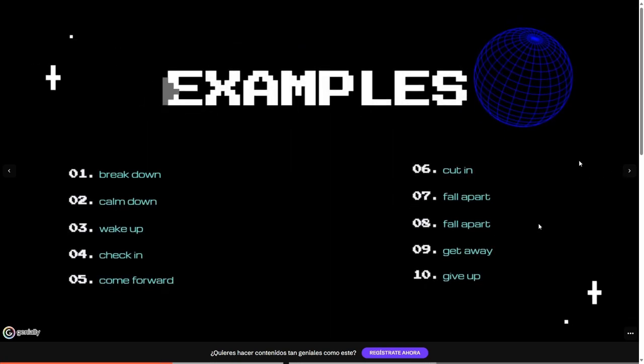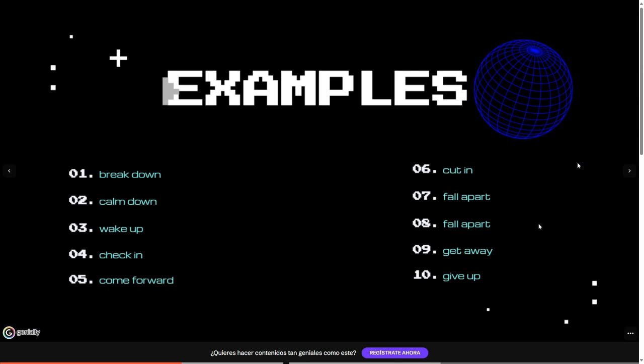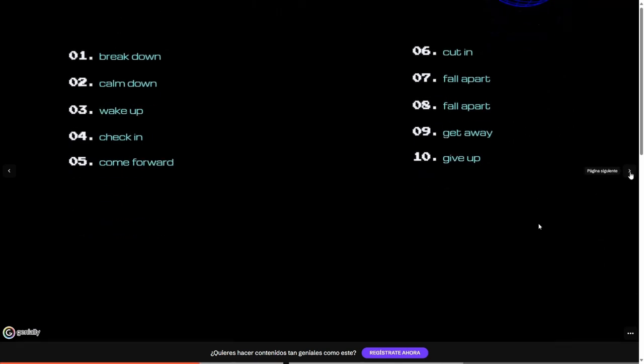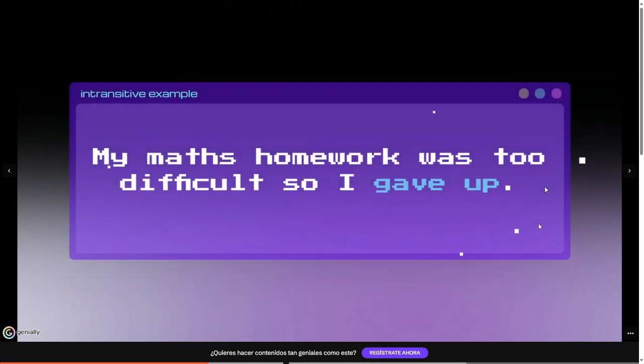We have break down, calm down, wake up, check in, come forward, cut in, fall apart, get away, and give up. So, we have an example in here. My math homework was too difficult, so I give up. The phrasal verb in this example is give up, and it's intransitive because the object is not in the middle. The two words that make up the phrasal verb are together.